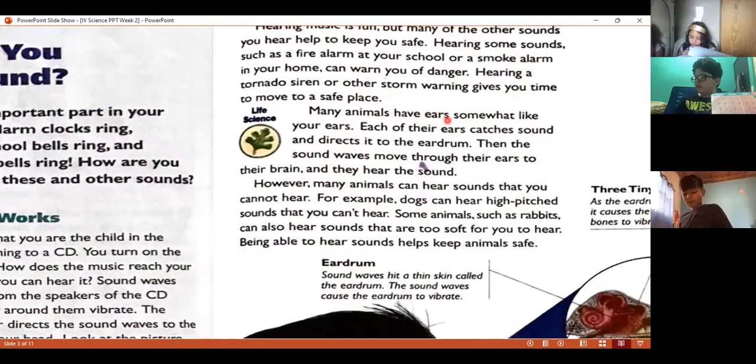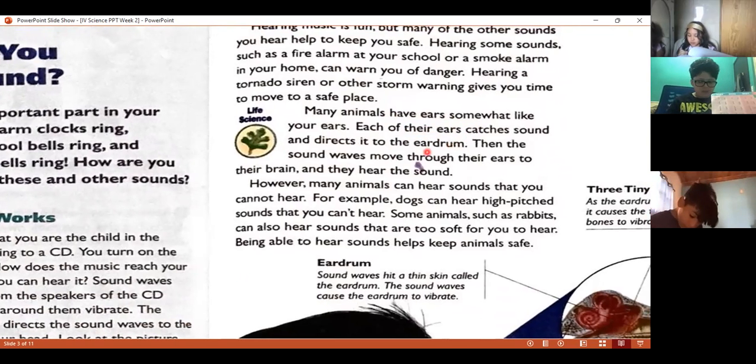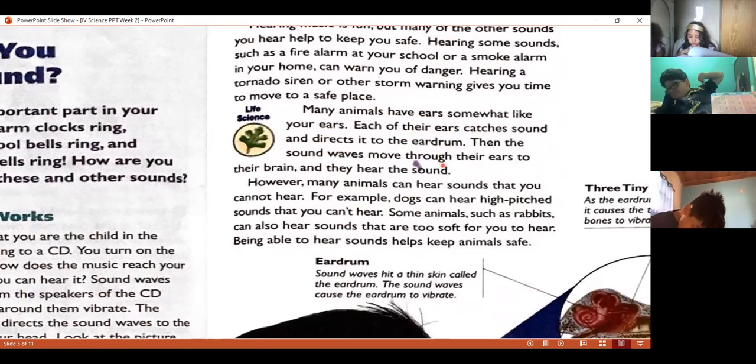Many animals have ears, some like your ears. Each of their ears catches sound and directs it to the eardrum. Then the sound waves move through their ear to their brain, and they hear the sound.